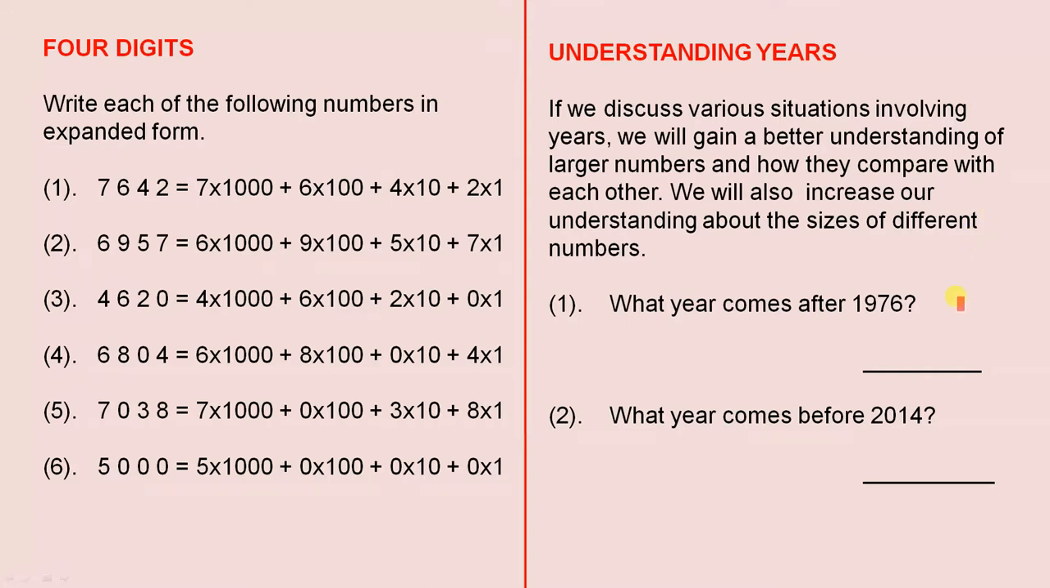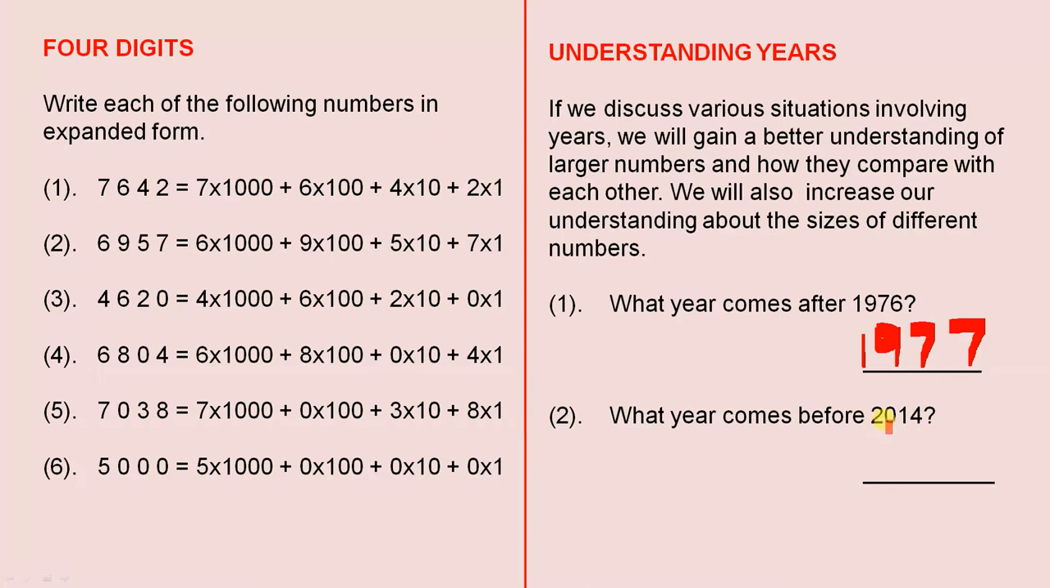What year comes after 1976? In other words, you just add 1 to this one here. So if you put an extra 1 here in the ones column, the next year will be 1977.